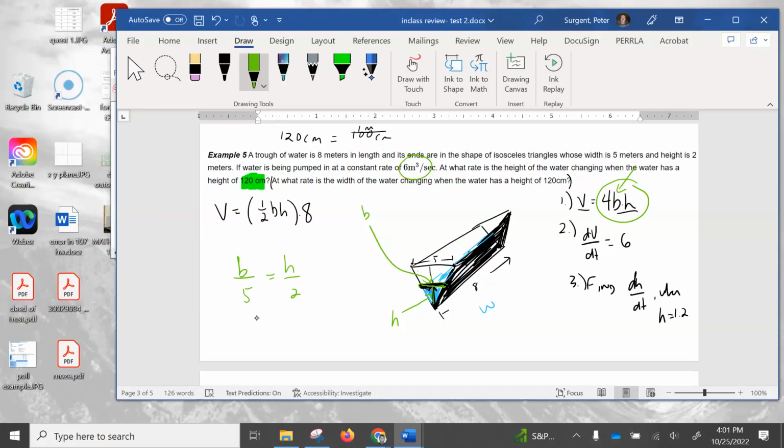You want to get rid of B, right? Because we need to find dH/dt. So if you want to get rid of B, then you should solve this for B. Does that make sense? My question was weird. You want B equals something, right? But you're right. You want to get that B out of there. So your volume function is just dependent on H. Good. So B equals 5 halves times H. And then we go from there.